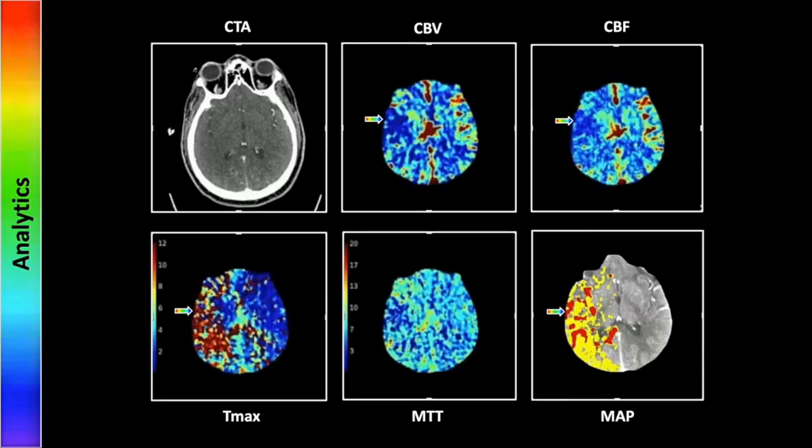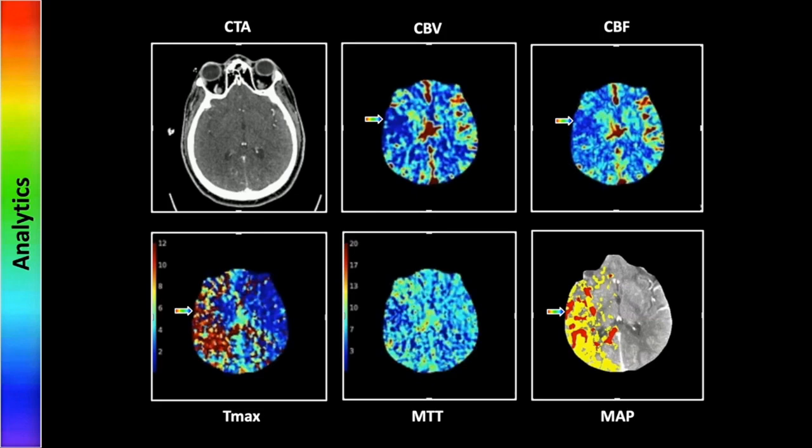All right, let's move on to analytics. This is a nice case showing, again, a core infarct, this time though with a large penumbra. You can see the region of infarct on the CBV and CBF, and a much larger penumbra here on the Tmax. The MTT is relatively unchanged. The MTT, in my experience, is probably the least sensitive of these ischemic series.